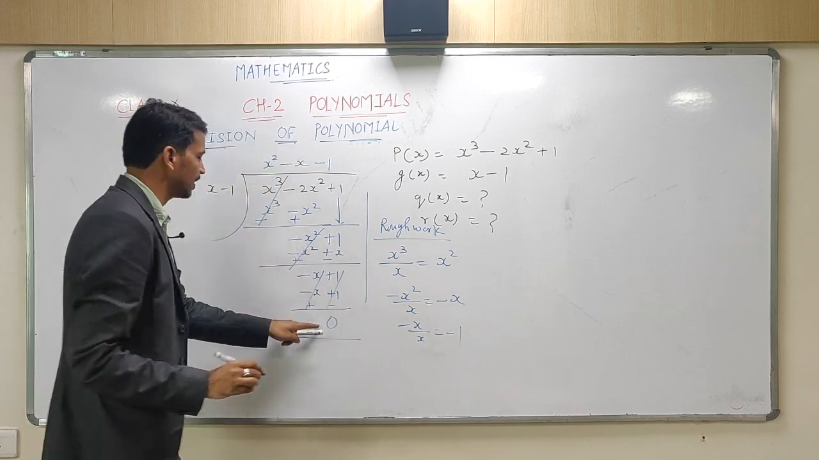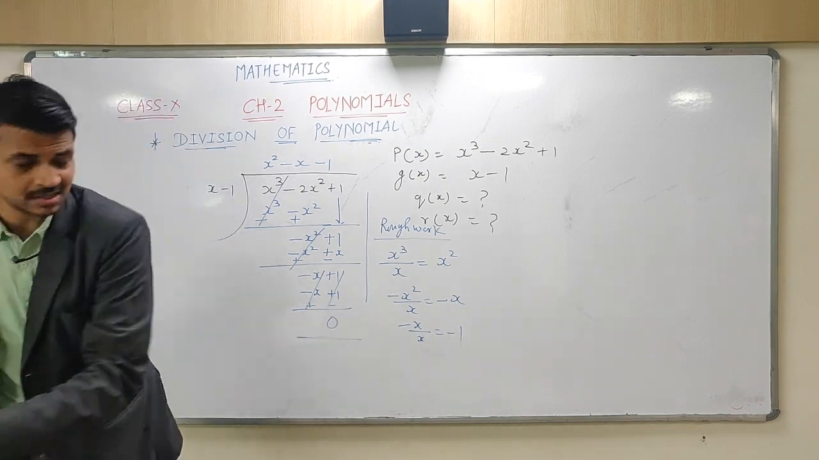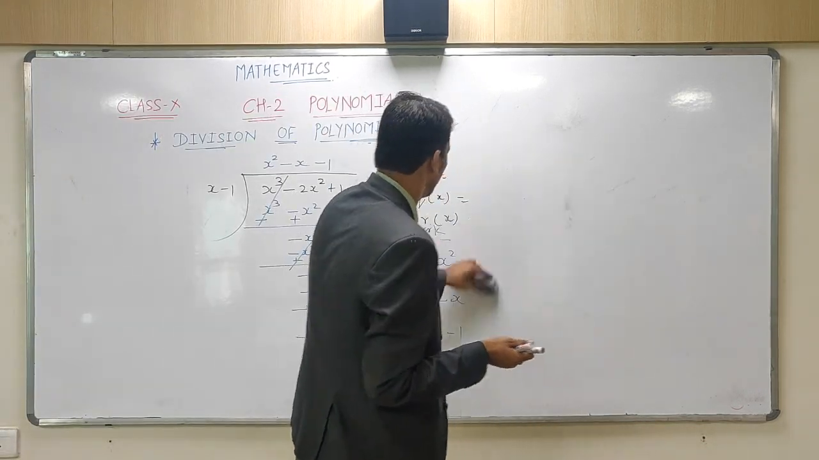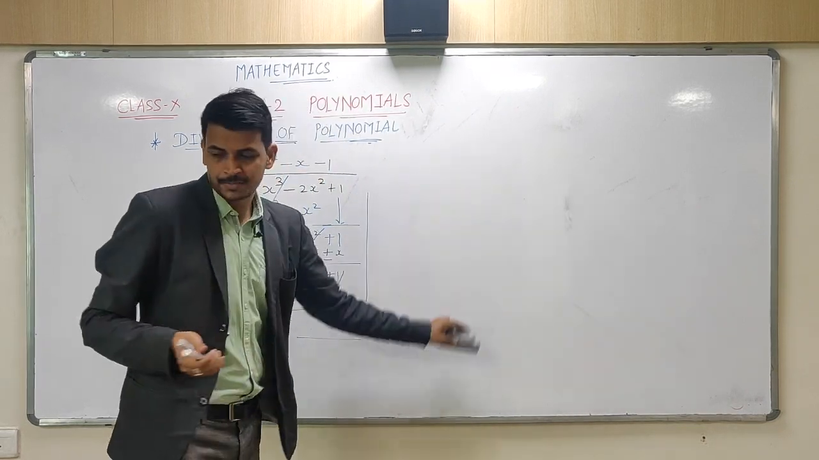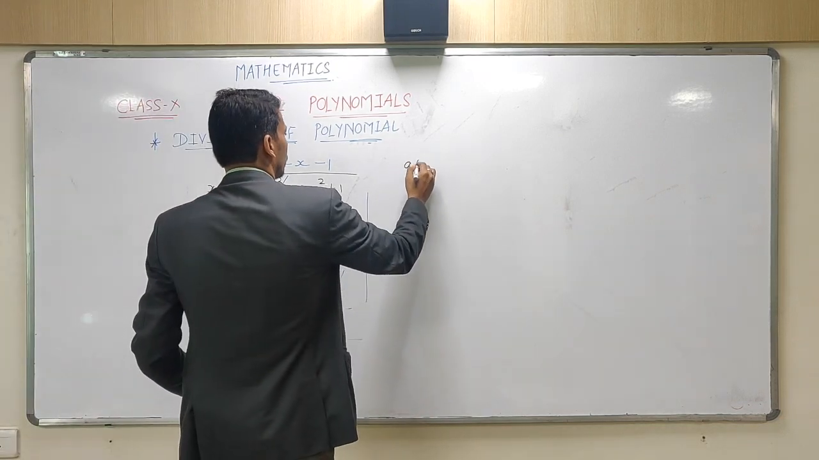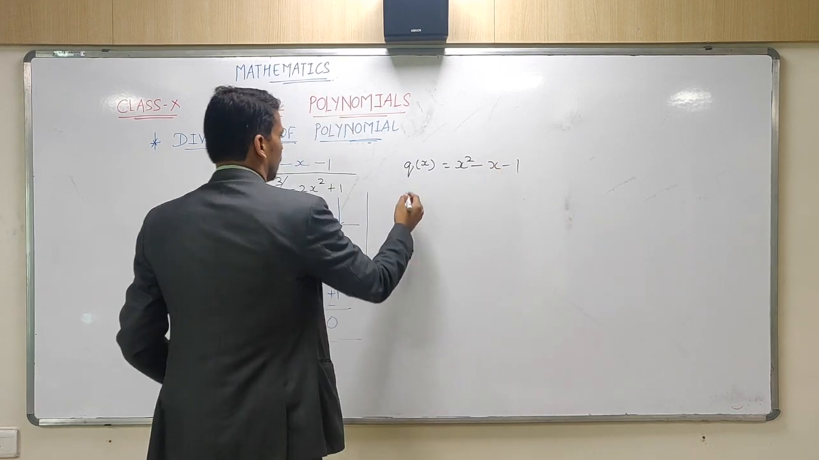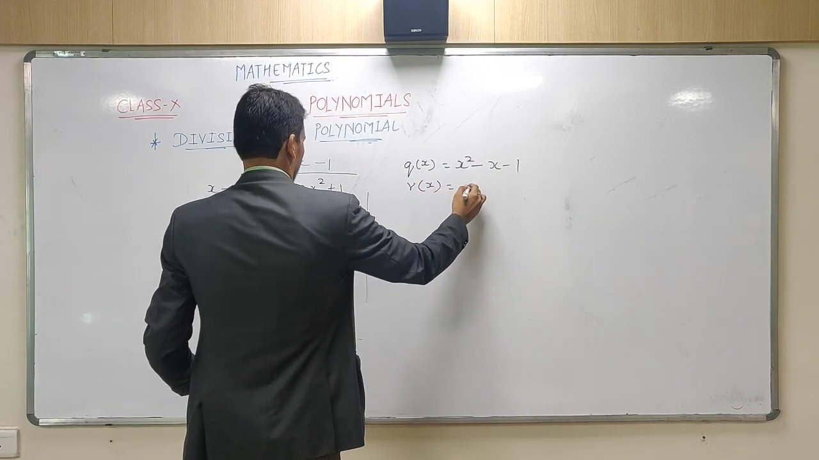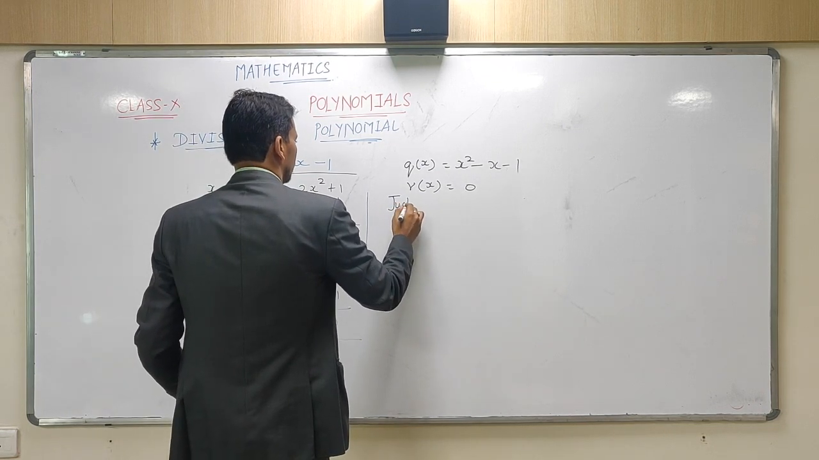So, we got the remainder as how much? 0. Of course, everyone, let us write all the output, whichever has come in the form of quotient as well as in the form of remainder. So, we got the quotient Q(x) as x square minus x minus 1 and the remainder R(x) as 0. Let us do the justification too.